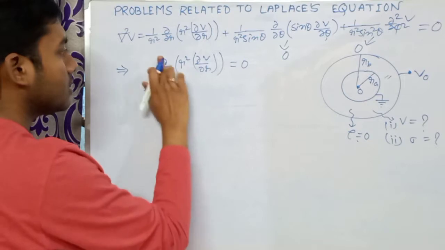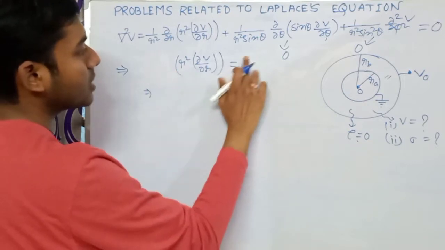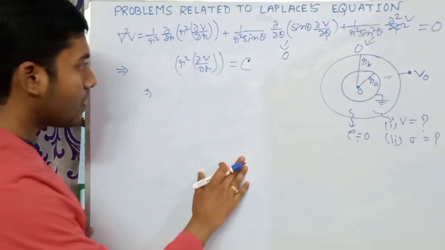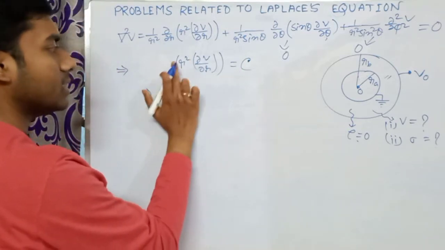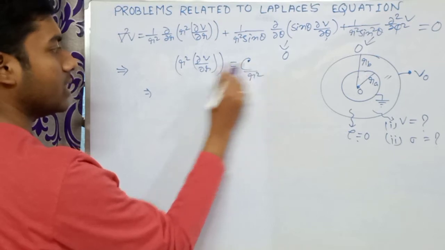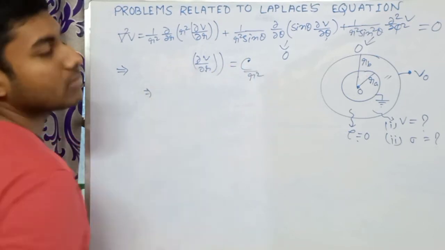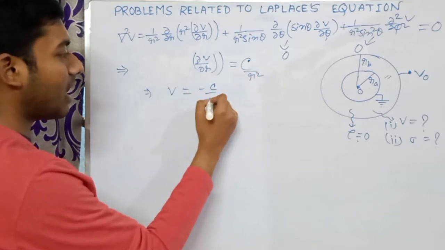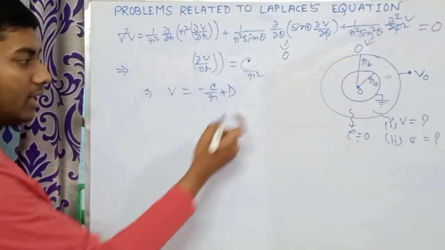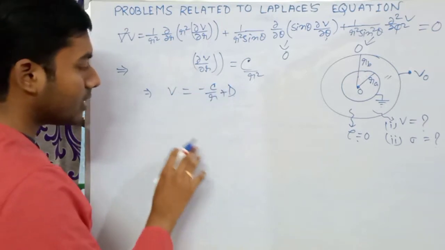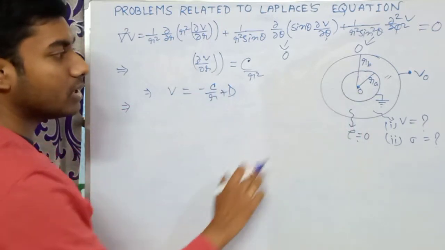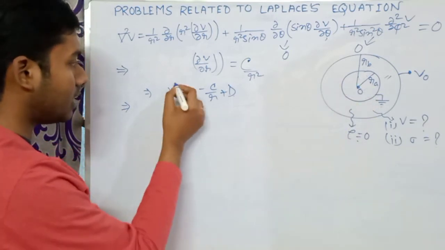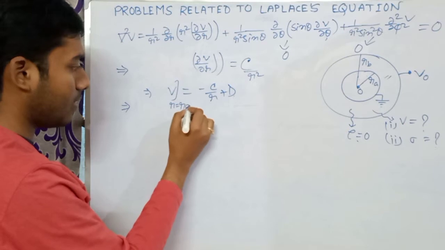That means r square del V del r will be a constant if we integrate this, and if we take this r square to the other side and integrate again, V will be equal to minus C over r plus D. C and D are integration constants. Now we can find the integration constants with the given boundary conditions. Number one boundary condition is at r equals Ra. What happens?